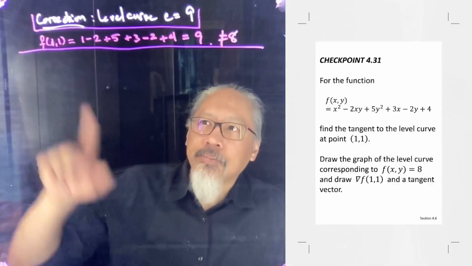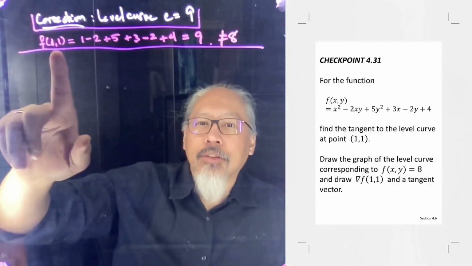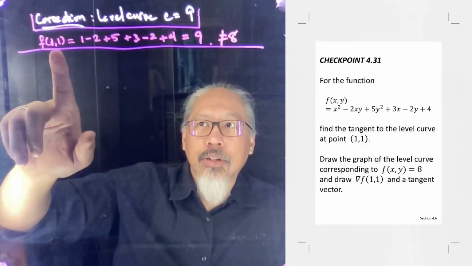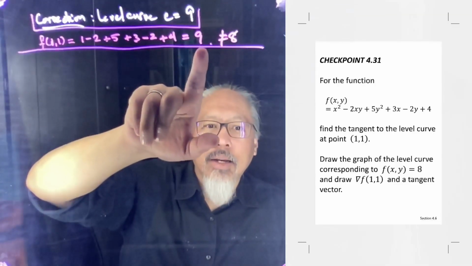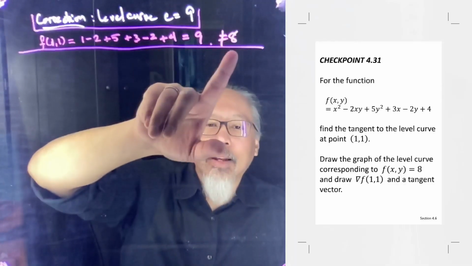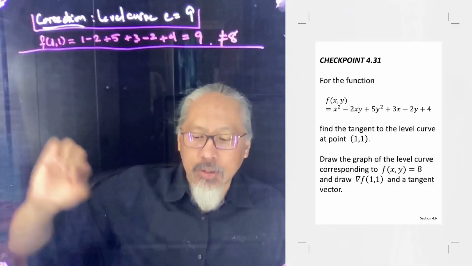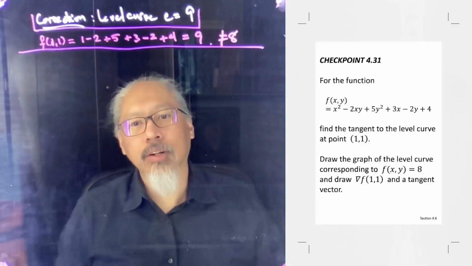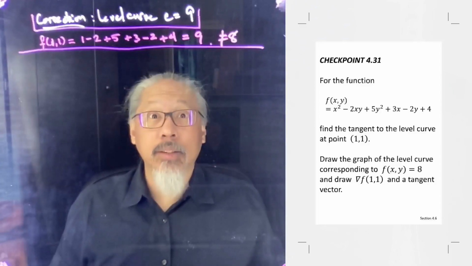So correction, it actually should not be 8, it should be 9. That's because if we put (1, 1) into the function, we don't get 8, we actually get a 9 out of that. So if you were to graph the level curve at 8, you'll see that the point (1, 1) is not on that level curve and therefore will not work for us. So we want to make sure that the level curve is at 9.